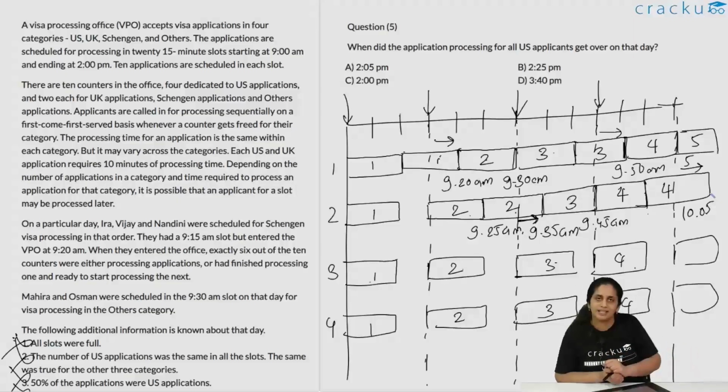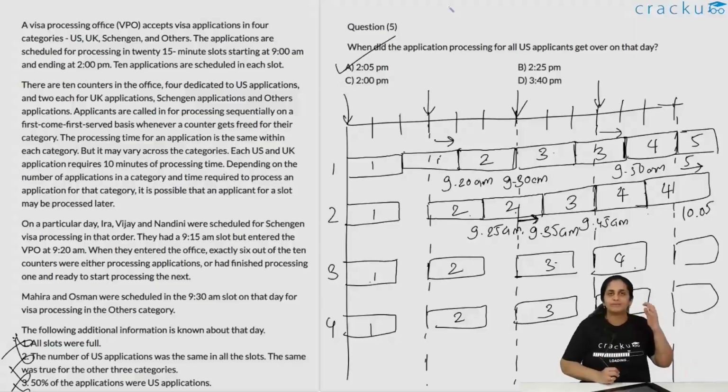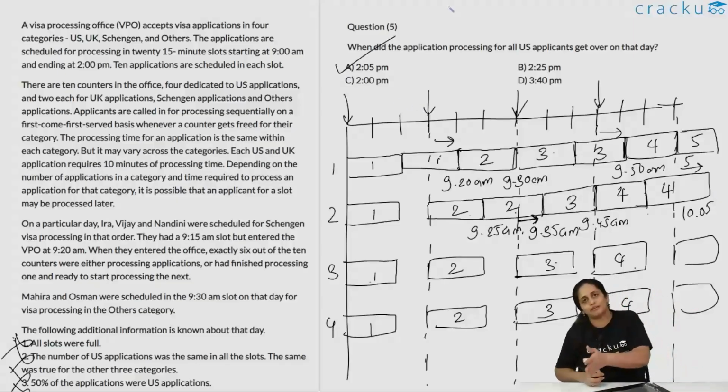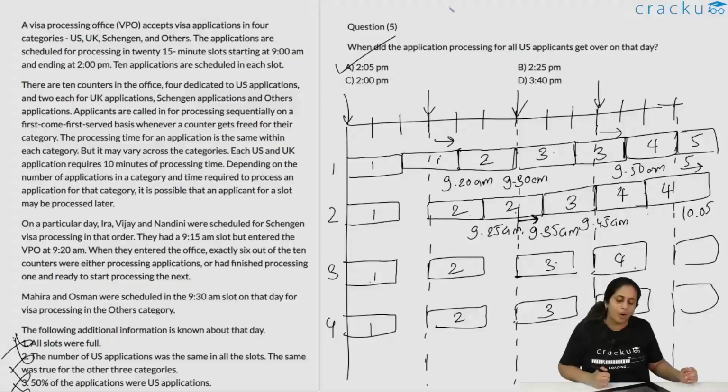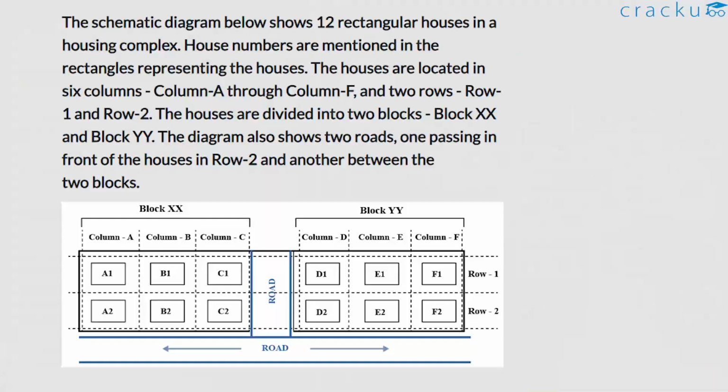See, essentially every slot, it is from 9 to 9:15, 9:15 to 9:30. The last ending slot is 2 o'clock. But I am overrunning by 5 minutes. So when will my applications finally be over? It will be over at 2:05 p.m. That was when you're overrunning for the last time by 5 minutes, and your last application will be finished. The last applicant of your last slot will be done by 2:05 p.m. So all the applicants' work will be done by 2:05 p.m., which is option A.